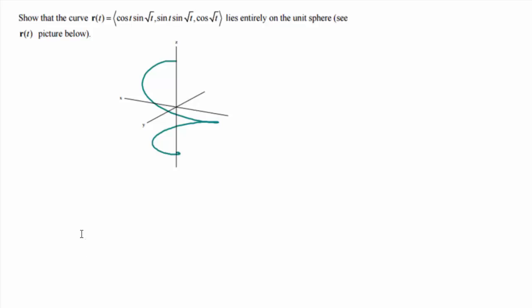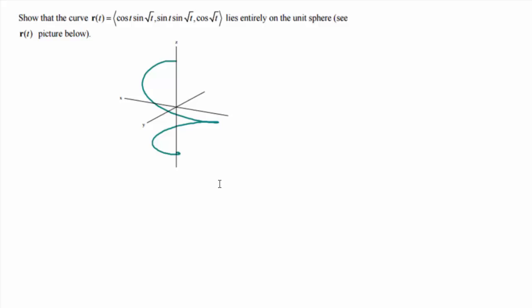Okay, so in this problem, we're going to show that the curve given by r of t, first component cosine t sine square root of t, second component sine t sine square root of t, third component cosine root t, which is pictured here and kind of spirals around, lies entirely on the unit sphere. So if you were to put the unit sphere in the same picture, you would see that that curve is on the unit sphere the whole time.